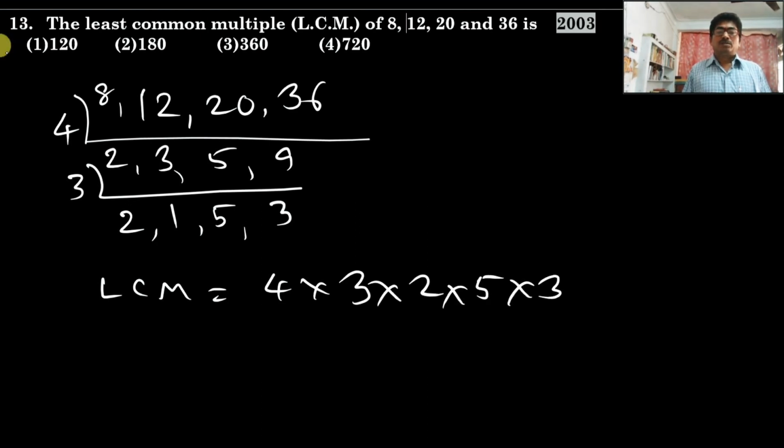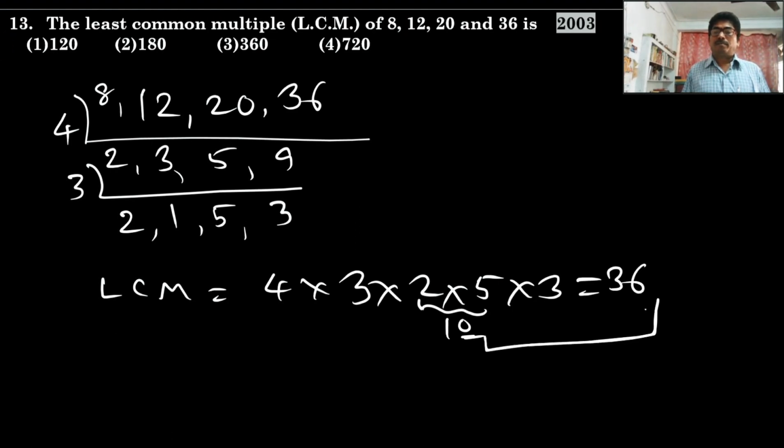So 4 into 3 is 12, 12 into 2 is 24... this 10, 4 3s are 12, 12 3s are 36. We have to keep this 0 on beside of 36. So 360 is the answer. Option 3 is correct.